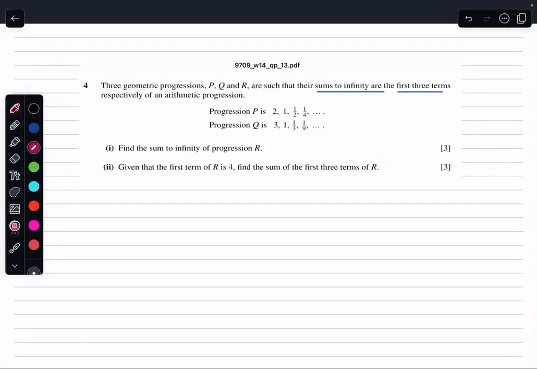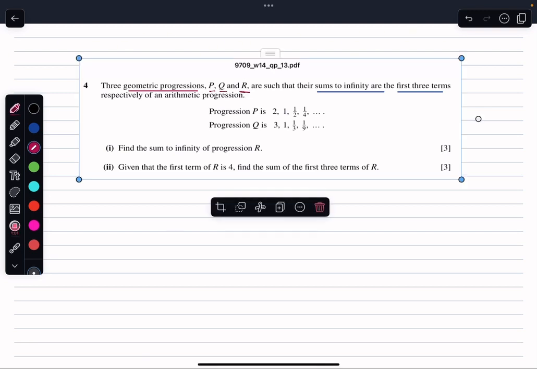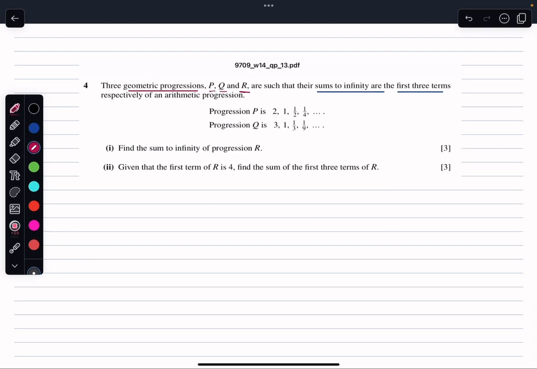The next question is from October-November 2014, and it's paper 1, variant 3, question 4. Three geometric progressions. Now we have three geometric progressions, P, Q, and R, and they are such that their sum to infinity are the first three terms respectively of an arithmetic progression.